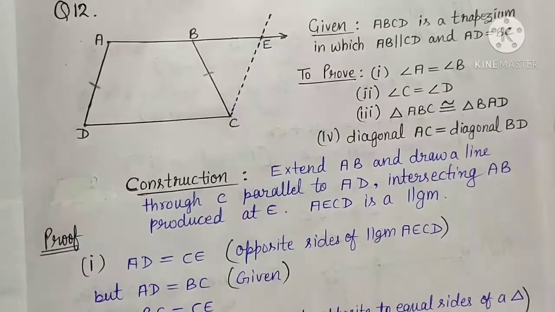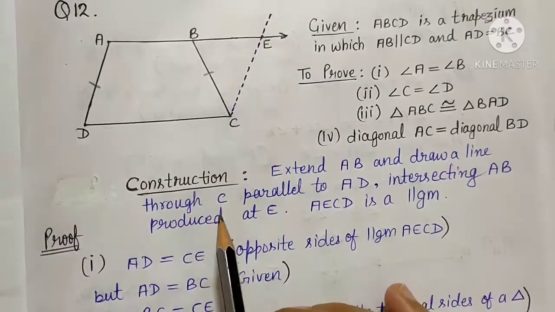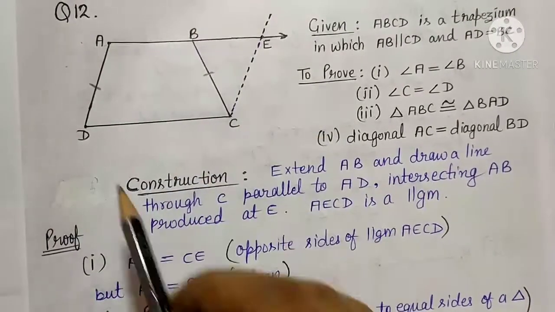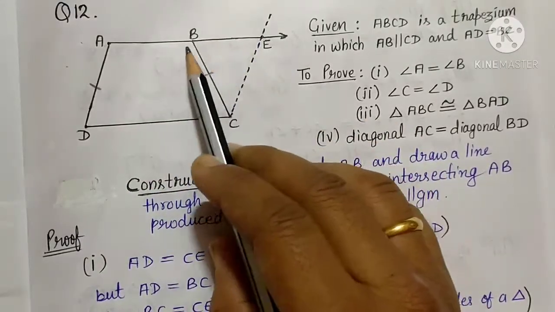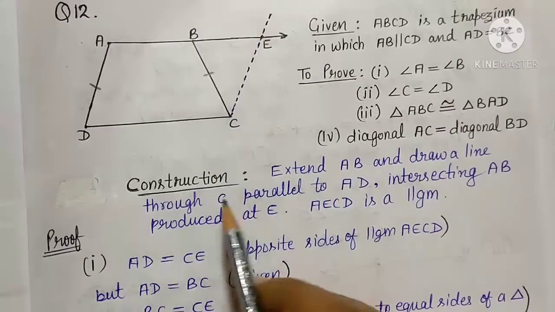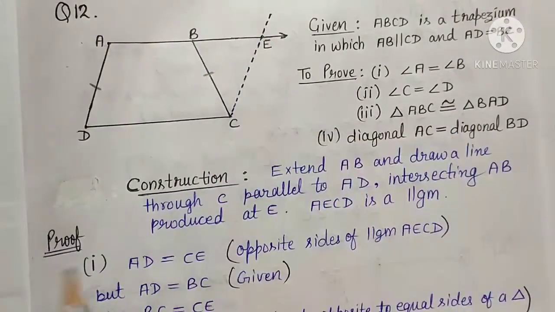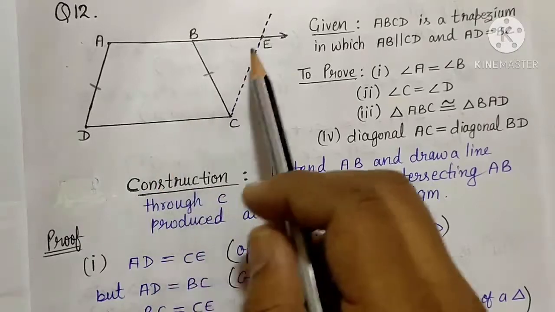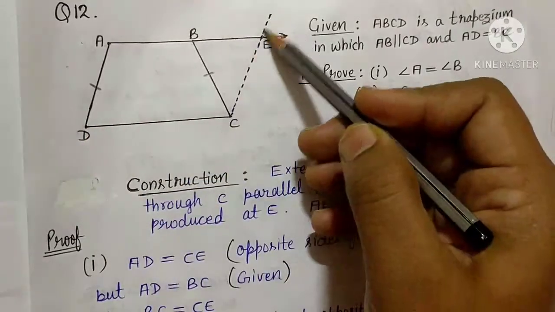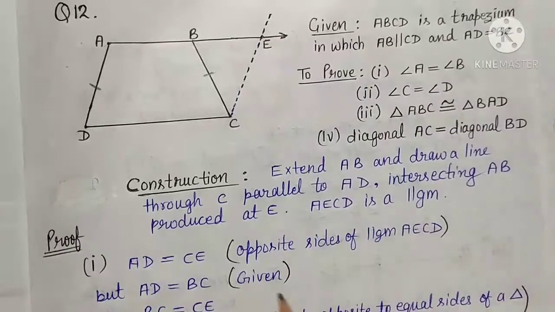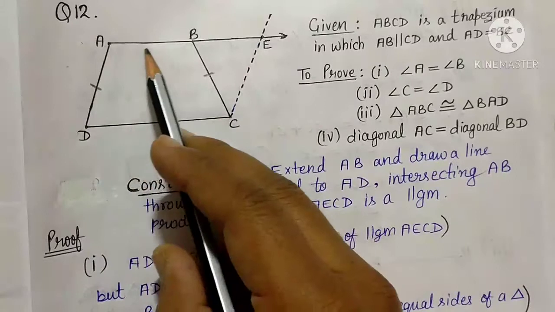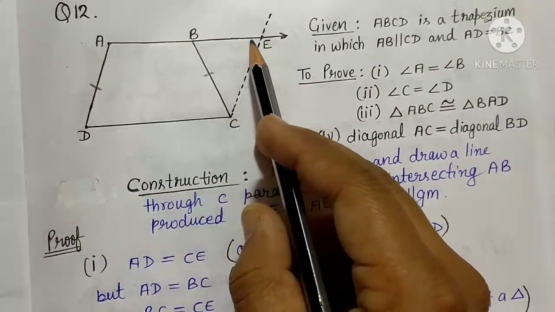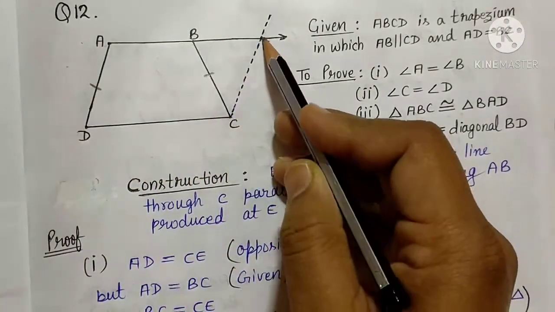Now one hint was given, so we will utilize that hint. We will use a construction. Because it is given that ABCD is a figure, extend AB, as it is given in the book. Extend AB from B to point E in such a way that CE is parallel to AD. See, AD is parallel to CE. In this way we have extended, and it intersects AB produced at E, which is intersecting this line at point E.